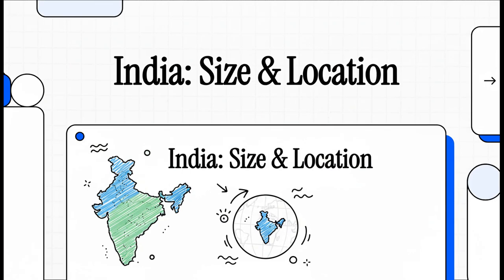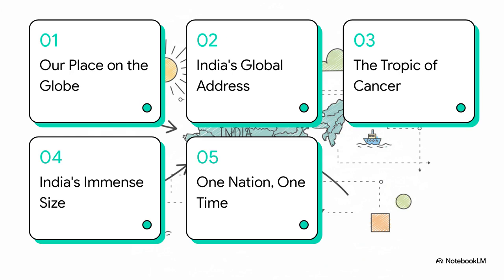Hello, students. In today's lesson, we will understand the very first chapter of your geography book, India's size and its location on the Earth. Have you ever looked at a globe and wondered, where exactly are we? Well, we're going to answer that question and a lot more. So let's quickly look at our plan for today.